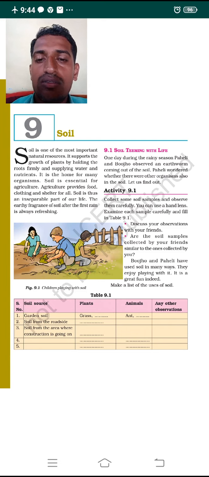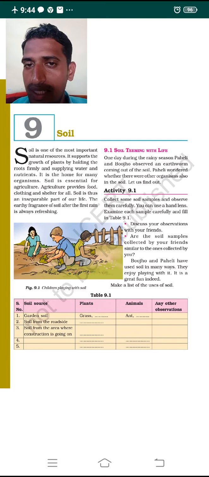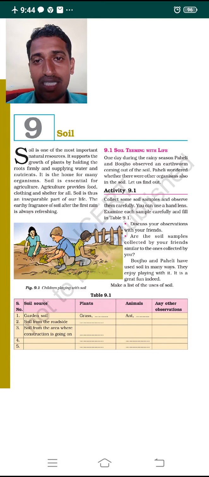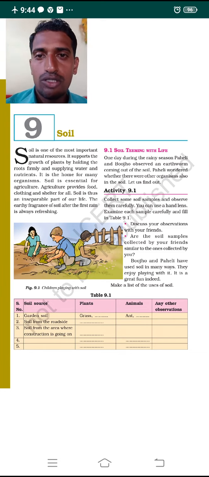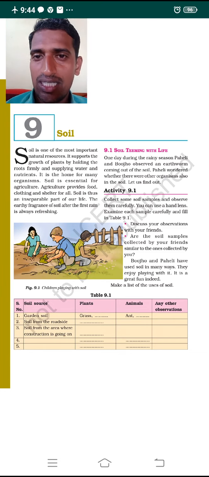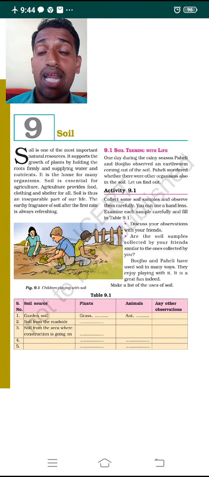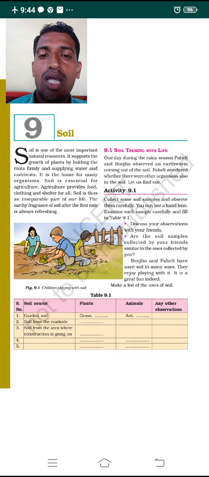The fragrance we get when it rains for the first time always refreshes our mind. You might have observed, all of you, that after the summer season when it rains for the first time, you get a fragrant smell of soil. That is a refreshing one. Soil is teeming with life. This is how we are connected to the soil.